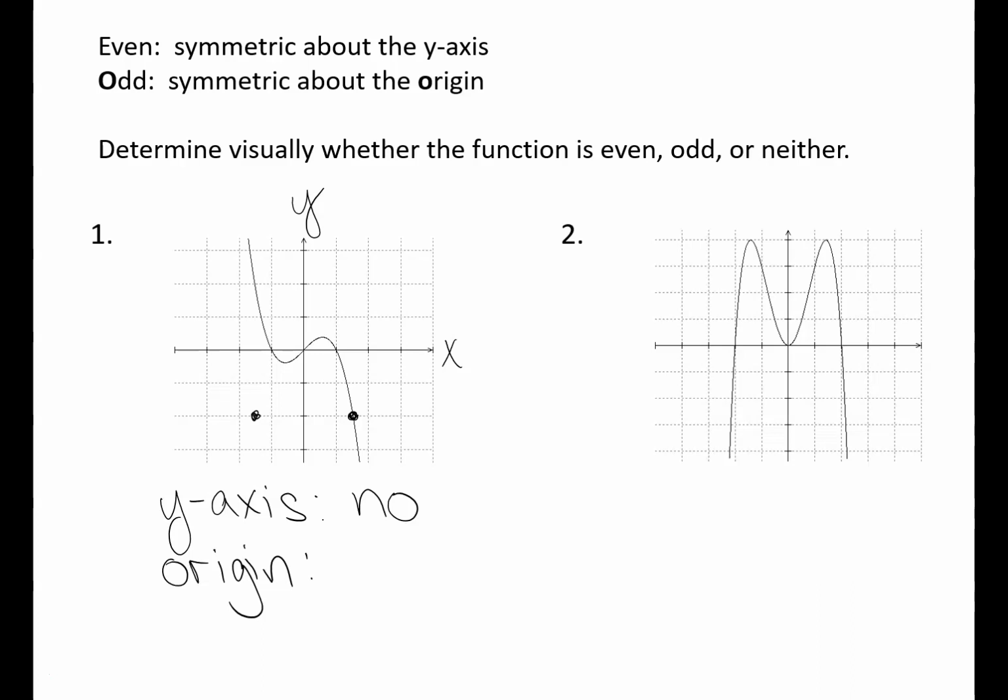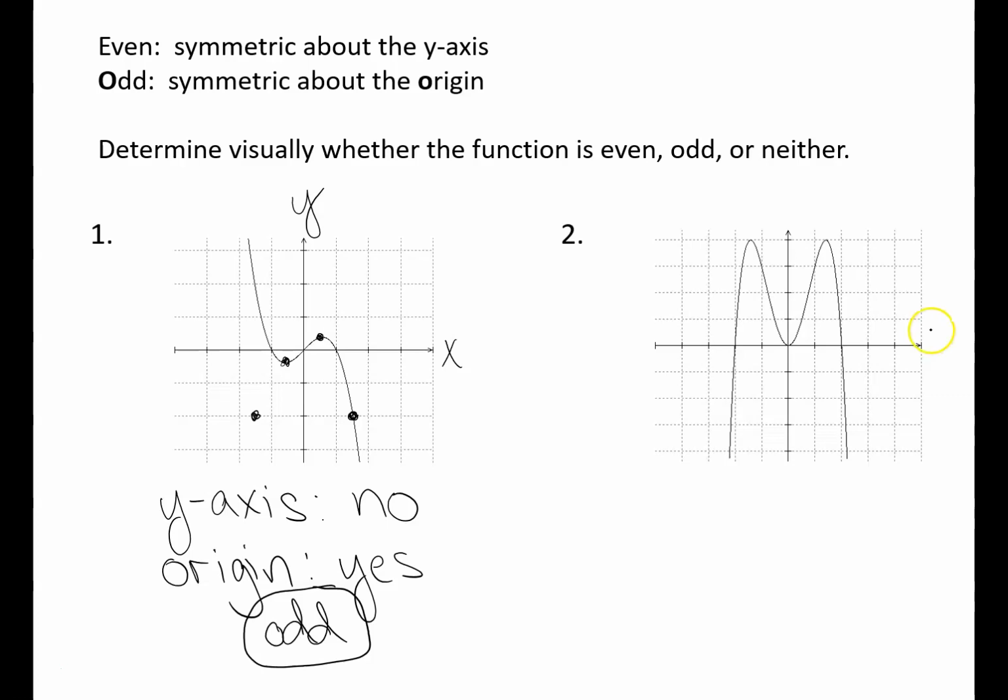Remember, the other way to think about it is pick a point here in the first quadrant. You should have a point through the origin in the third quadrant that's symmetric. And so these two show us that it does have origin symmetry. Now the question was, determine whether the function is even, odd, or neither. And so if we say yes for origin, then we need to go ahead and answer that this is an odd function. So odd is the actual answer here.